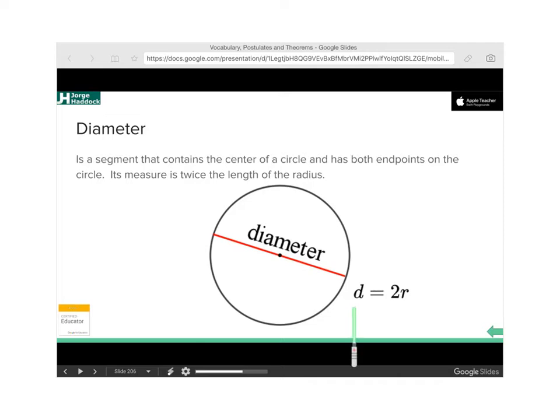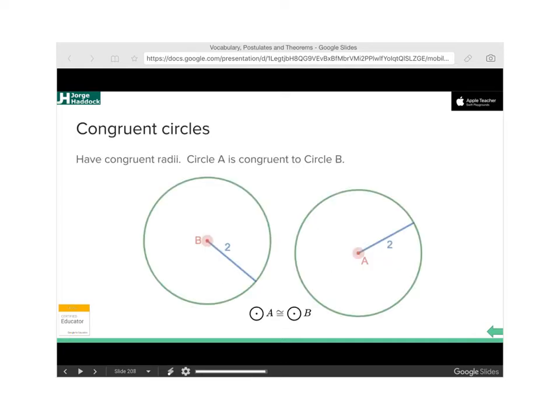So the diameter is 2 times the radius. Why? Because the radius is the distance from the center to any point on the circle. So this distance right here is the radius. As you can see, we have it twice. So that's why it's 2 times the radius. Congruent circles have congruent radii.